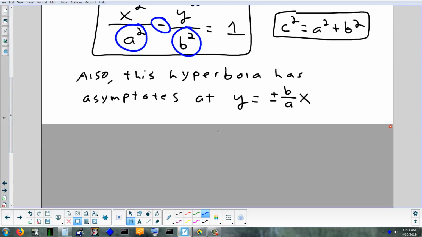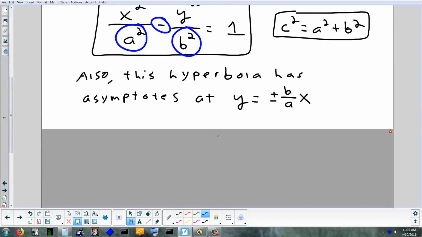And the way you figure out what the asymptotes are is that formula right there. Y equals positive b over ax, negative b over ax. So you don't have to find a new letter. You're still finding a, b, and c, just like always. You're just using a and b for something extra now. Okay? We're also going to use them to find the slope.